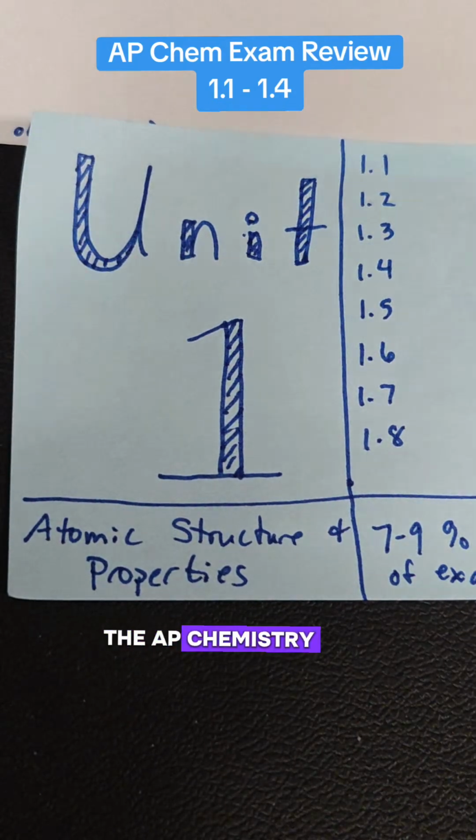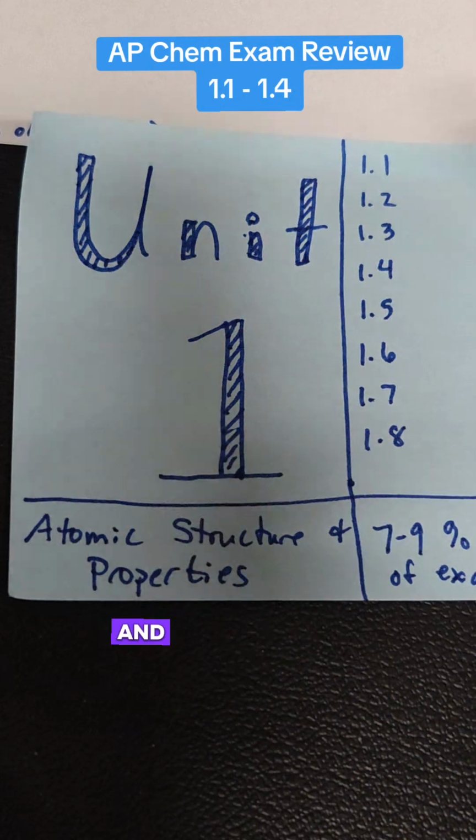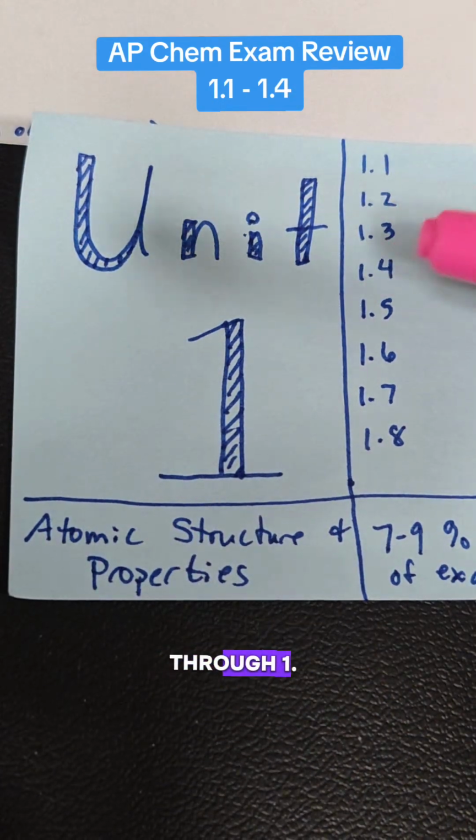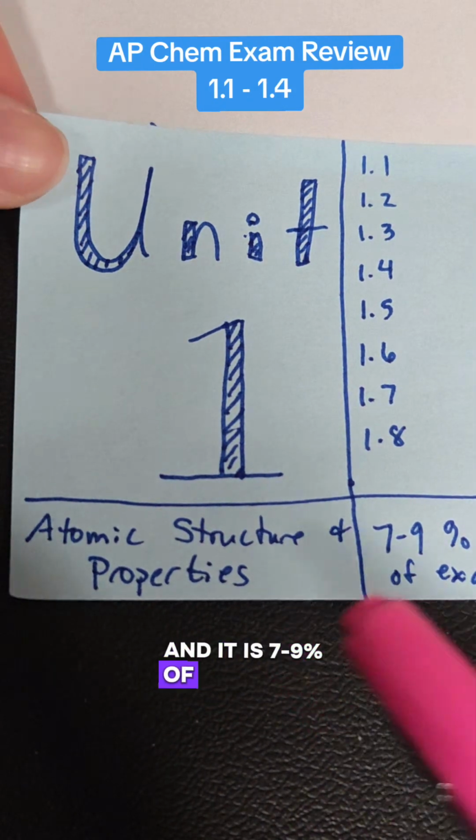The AP Chemistry exam is in 37 days. Let's start our review. We're going to begin with Unit 1, and today I'm going to talk about topics 1.1 through 1.4. Unit 1 is atomic structure and properties, and it is 7 to 9% of the exam.